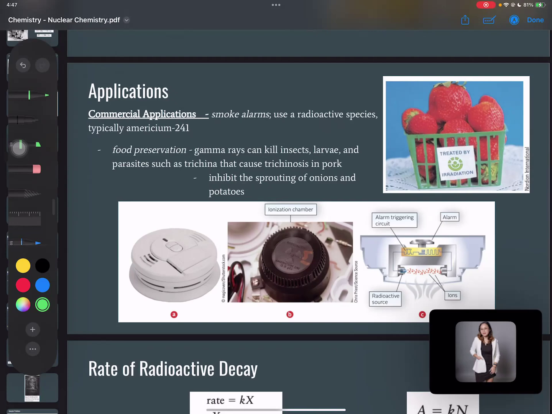Another is in food preservation. Gamma rays, as harmful as they are, could actually kill insects and larvae and parasites, such as the trichina, which can cause trichinosis in pork. Radiation could also inhibit sprouting of onions and potatoes. As you know, when potatoes sprout or turn green, they are already toxic. They produce toxic chemicals when ingested or inhaled, as they give off vapor.